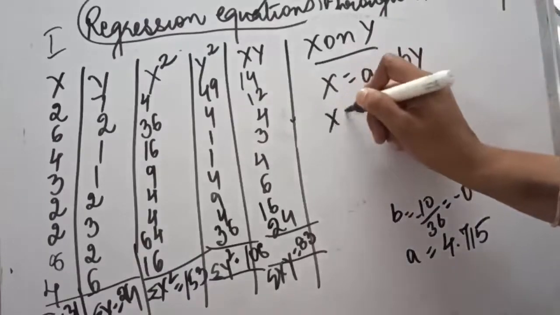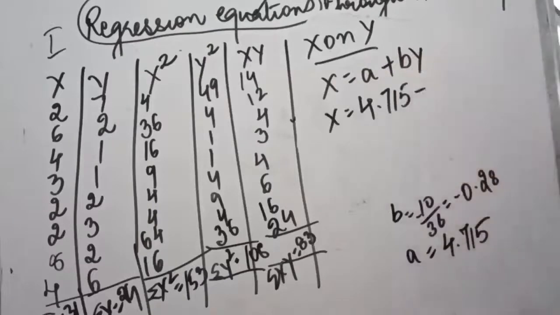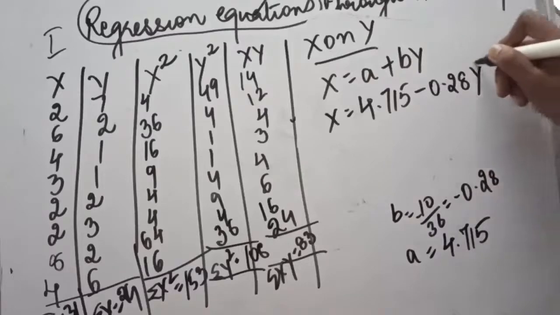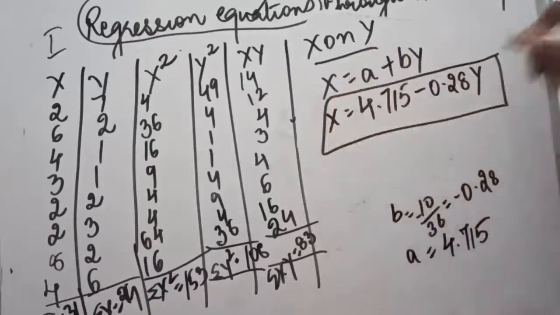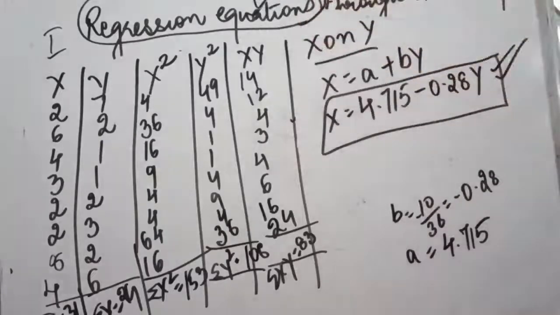So x will be x only. A we have calculated as 4.715. B we have calculated as minus 0.28 y. So this is the first equation that we got. You will see that x and y will be there in the equation and the values of a and b we have calculated. So this is the first answer, because we are working towards the calculation of the equations. So the first x on y equation is already in our hands. Now let's move on to the second equation, y on x.